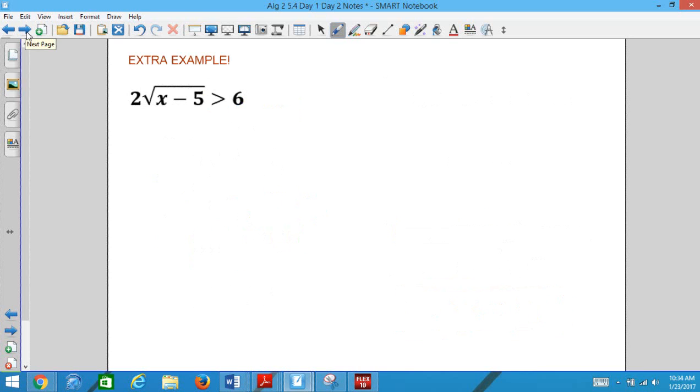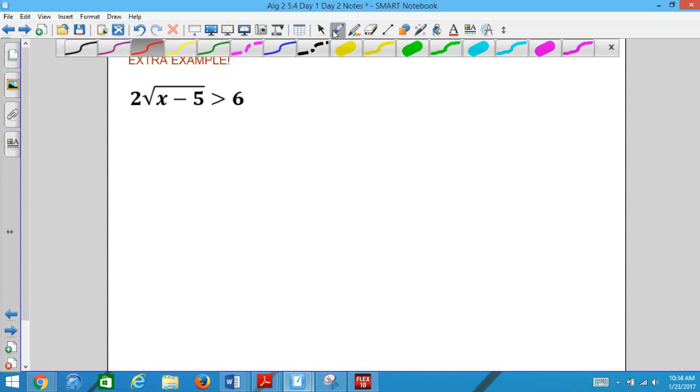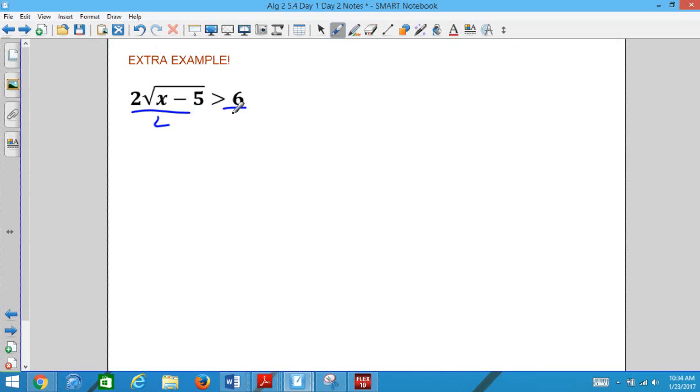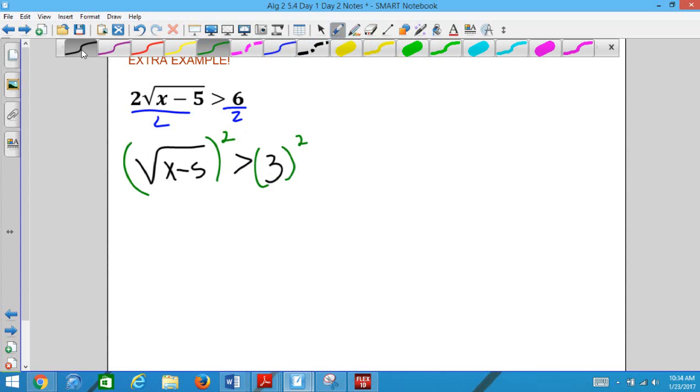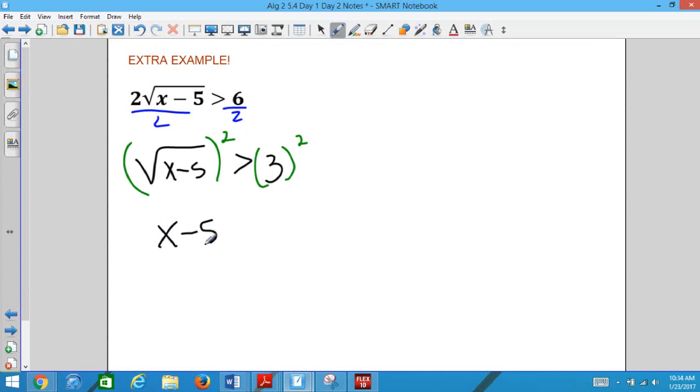So 2 radical x minus 5 greater than 6. Two radical x minus 5 greater than 6. What are we going to do first? Divide by 2. So I get square root x minus 5 greater than 3. So we square both sides. X minus 5 greater than 9. So x is greater than 14.